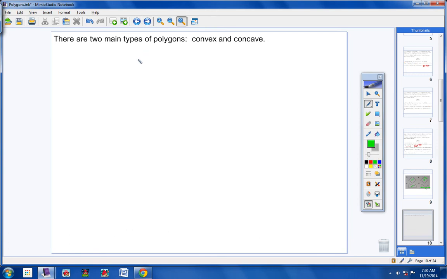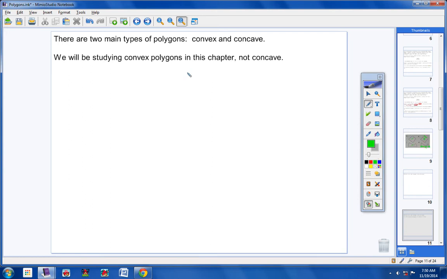Now, there are two main types of polygons, convex and concave. Okay, I would write that down very quickly. Make note of that, okay? There are two types of polygons, convex and concave. We are going to be studying convex in this chapter, not concave. You don't need to write that down unless you want to. I'm just telling you we're going to be studying convex, not concave, okay?